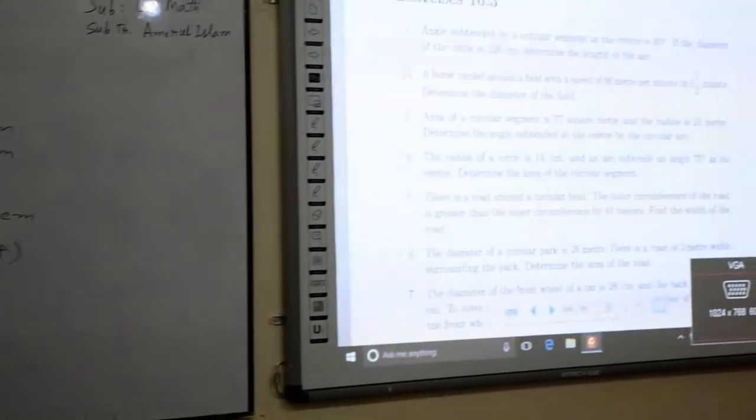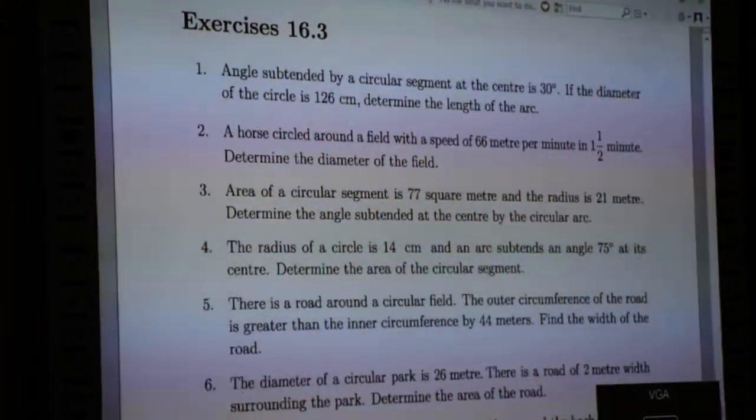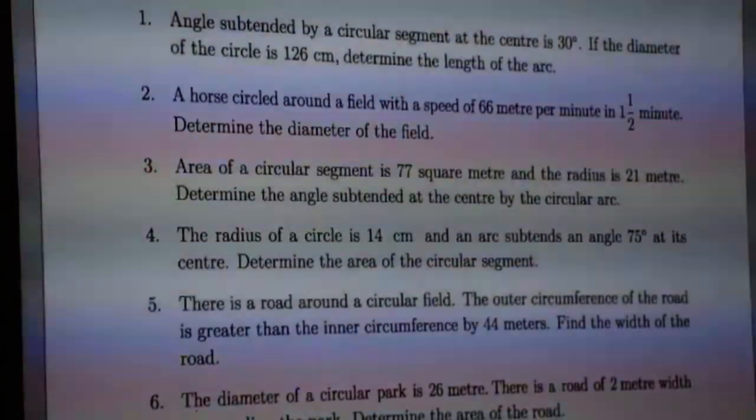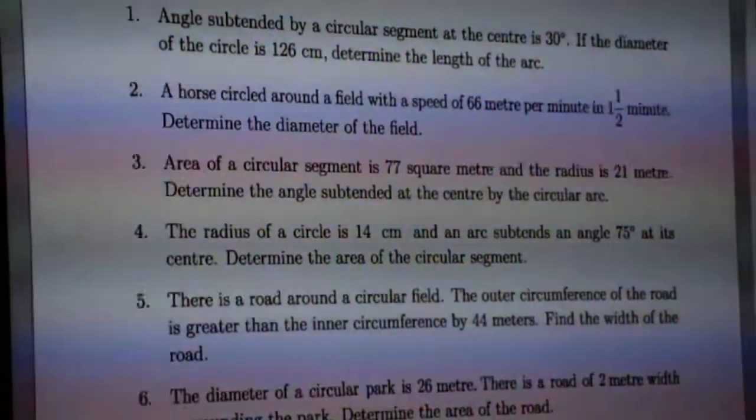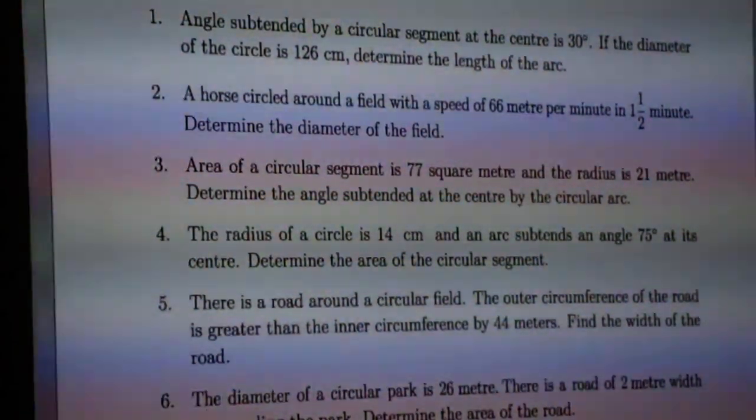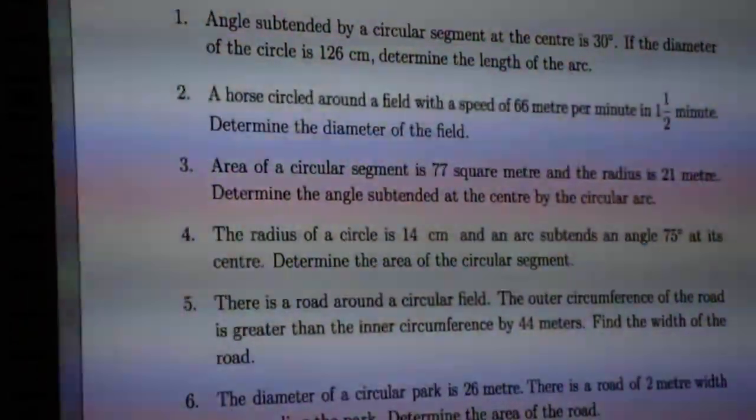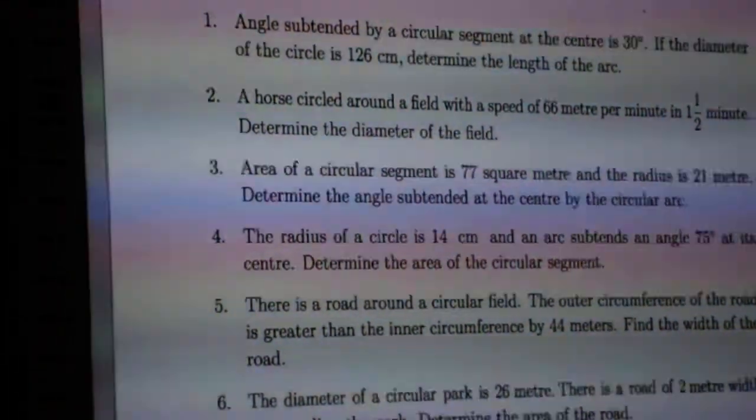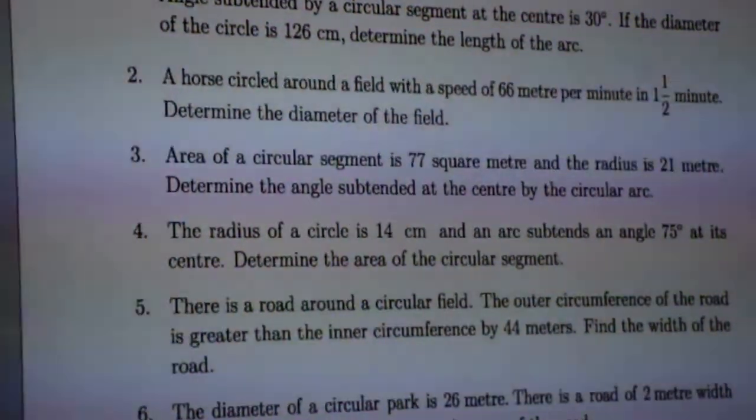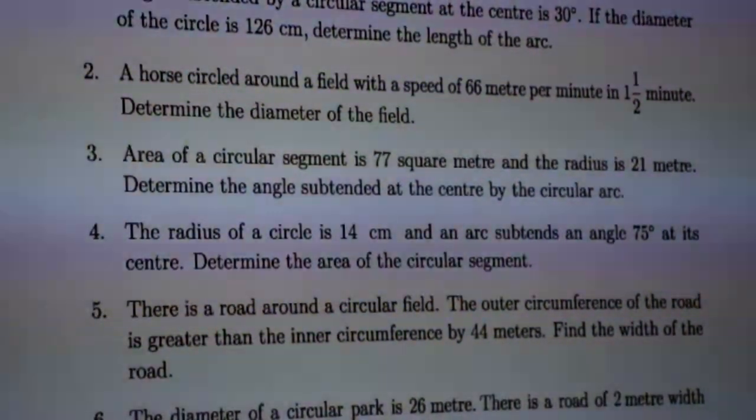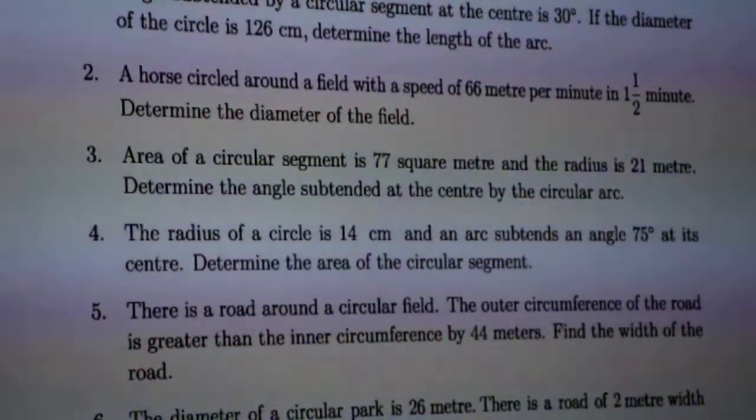What is given in question number 2? Okay, I am reading out the question. A horse circles around a field with a speed of 66 meter per minute in 1.5 minutes. Determine the diameter of the field. So, students, see the question and try to understand which things are given and which is wanted. As per the question, you will try to write the given information.